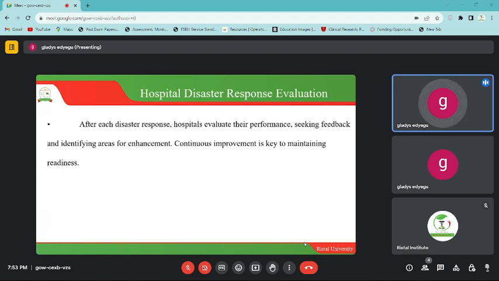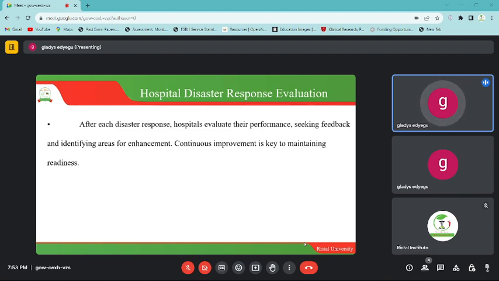So hospital disaster response evaluation. So after each disaster response, in case a disaster happens and you're able to handle it, after the occurrence of that disaster, you're going to evaluate. And when you evaluate, you're going to see actually your performance. How did you perform? How did you handle that disaster? And you have to seek feedback.